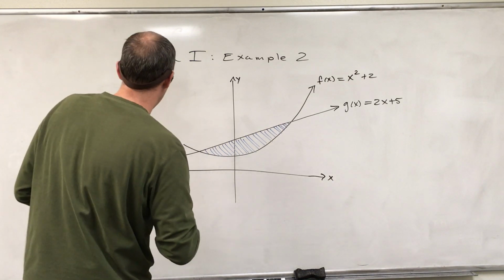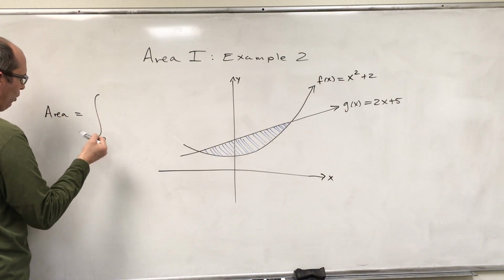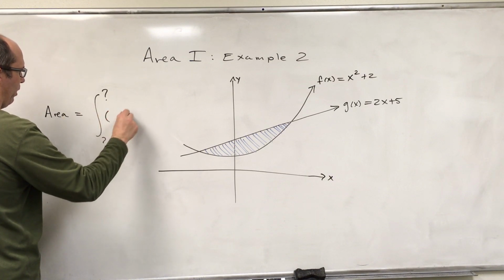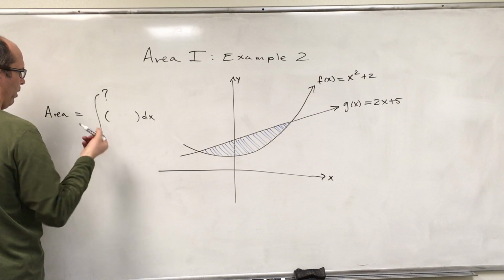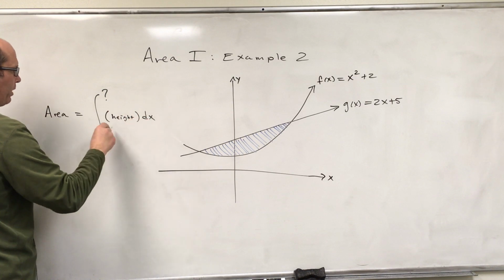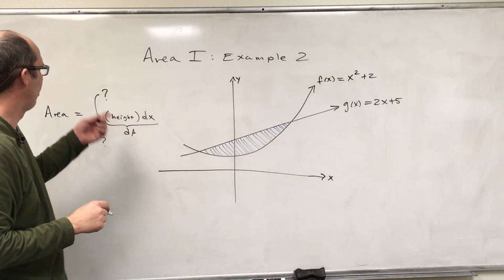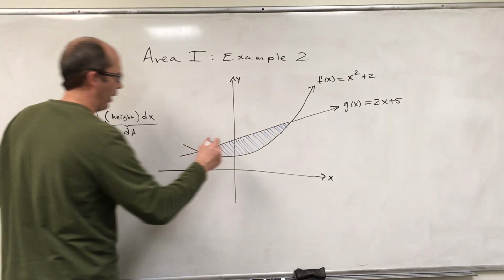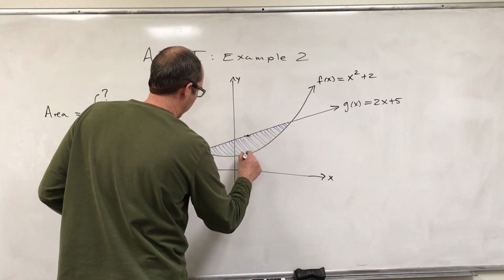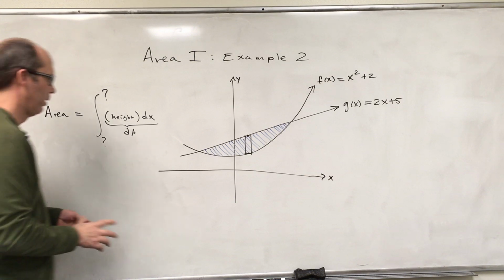Okay, so let's see. We've got area. We've got to figure out where to start, where to stop. So our height of our general rectangle. Remember, this whole thing is dA. dA is height times width, or length times width. Width is the dx. Okay, so let me just draw some rectangle there. Okay, there's our rectangle.